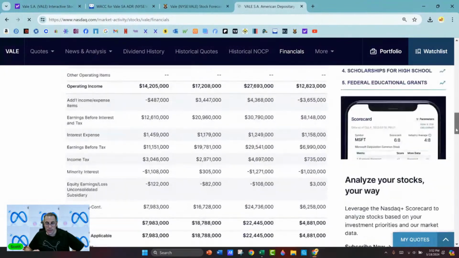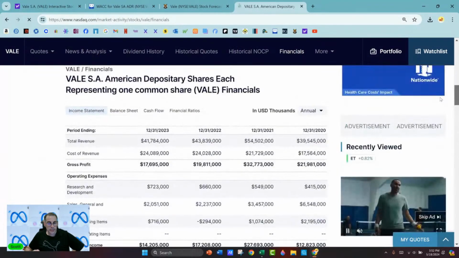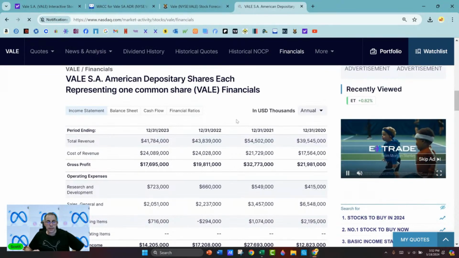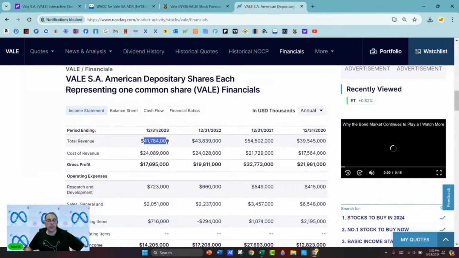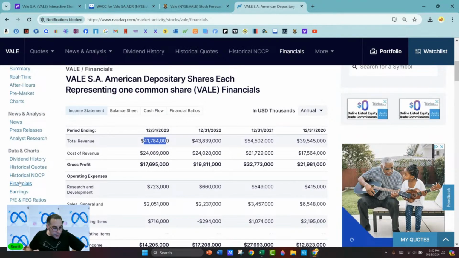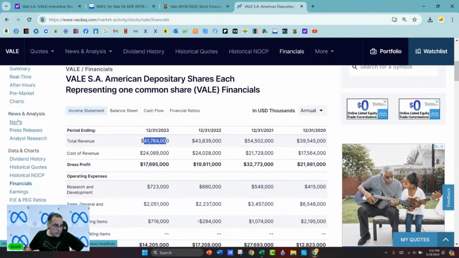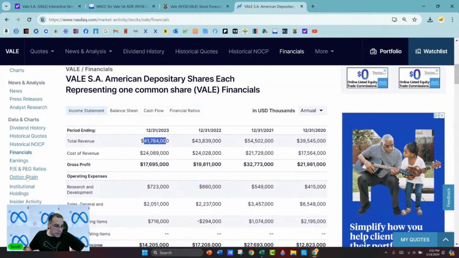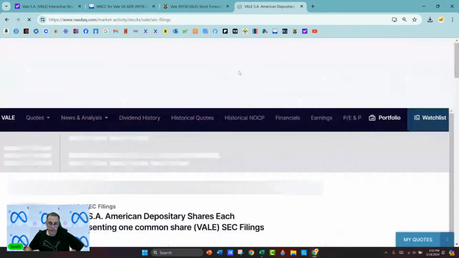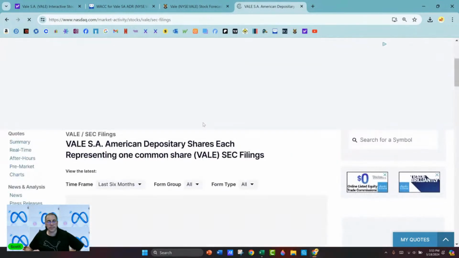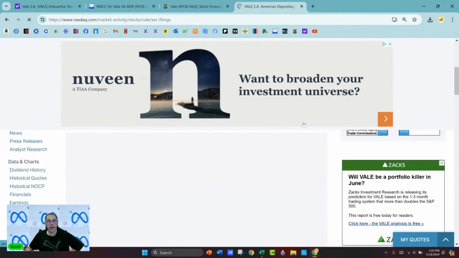Sure, don't make it easy. So 42 billion in 2023. I want to see, do they have the 10K? Okay, SEC filings. Yes, Sibanye. That's a pretty popular one.